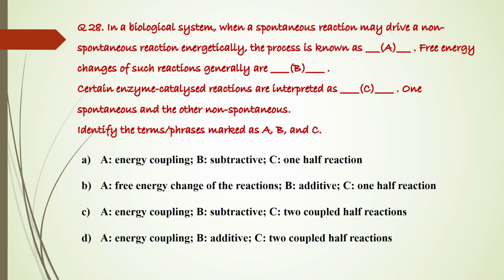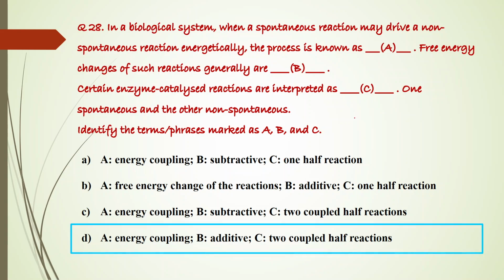So in this they are saying, in a biological system, when a spontaneous reaction may drive a non-spontaneous reaction energetically. So basically you are coupling a spontaneous reaction with a non-spontaneous one so that the overall reaction can occur spontaneously. So what is this process known as? We know this process is known as energy coupling. This is known as coupled reaction. So they are known as energy coupling.